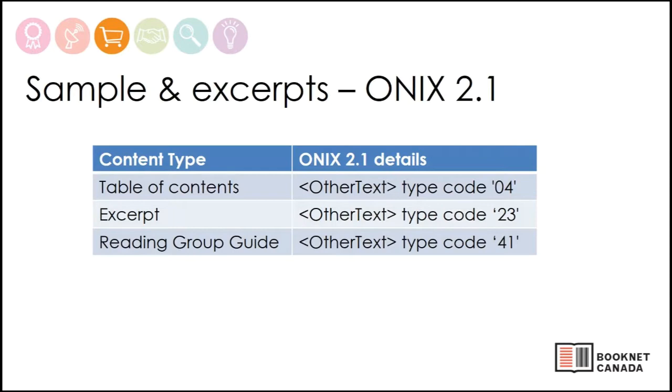There are 2 ways to get samples and excerpts into CataList. The first is, of course, ONIX. The other text composite in ONIX supports tables of contents, excerpts, reading guides, and we have already started pulling these in. A lot of publishers already support this. Other text is widely supported in the industry. It's pretty much universal. It's where your description and contributor bio often comes from. So when we launch this feature, you can expect to see a significant amount of content available right from launch, just from data that's already being provided in the ONIX file.